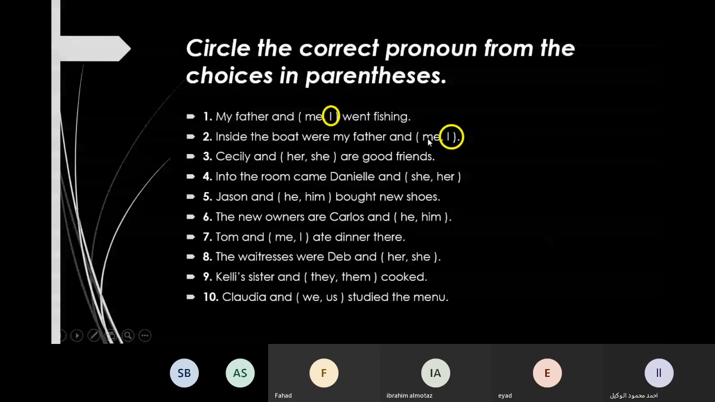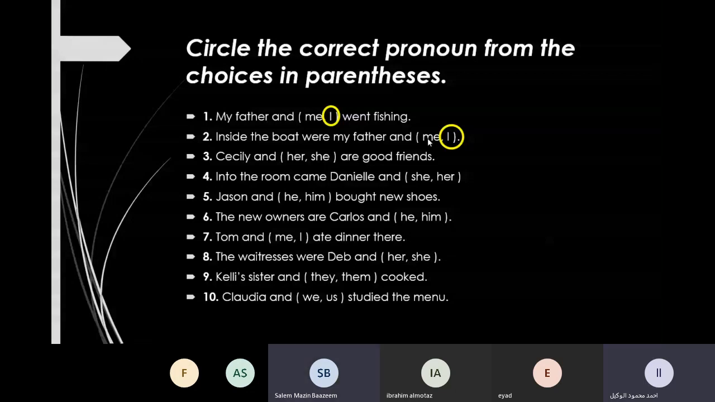Number three, Cecily and he, he or she are good friends. Cecily and her. That is Salim. Yes, good morning, Salim. How are you doing? I'm fine, thank you.